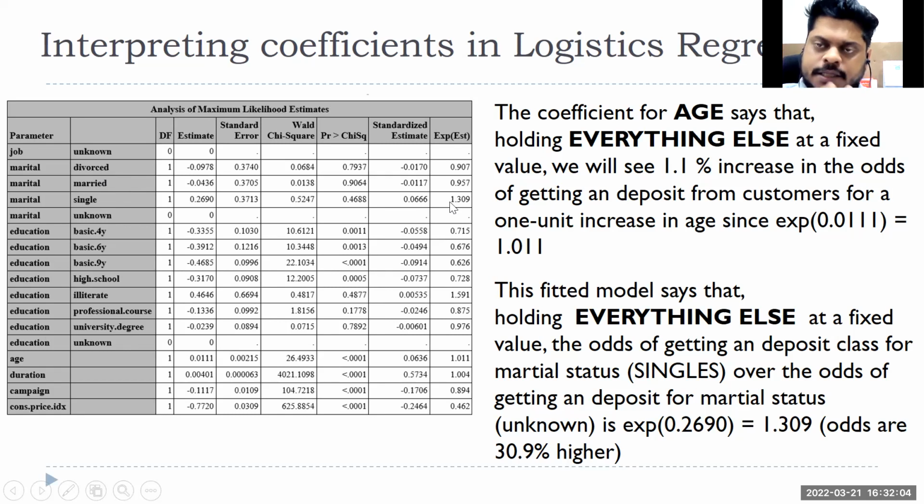A person, keeping everything the same, who is not married or divorced, who is a single person, in comparison to unknown status, has an improvement in odds of opening an account with us, a savings account or fixed deposit account, and this is for the bank marketing campaign, by 30.9 percentage, around 31%, right? Whether it is a linear regression or a logistic regression, remember, whenever we are interpreting a categorical variable, it is always with a base level, a baseline reference. It cannot have an absolute value like our continuous variables.